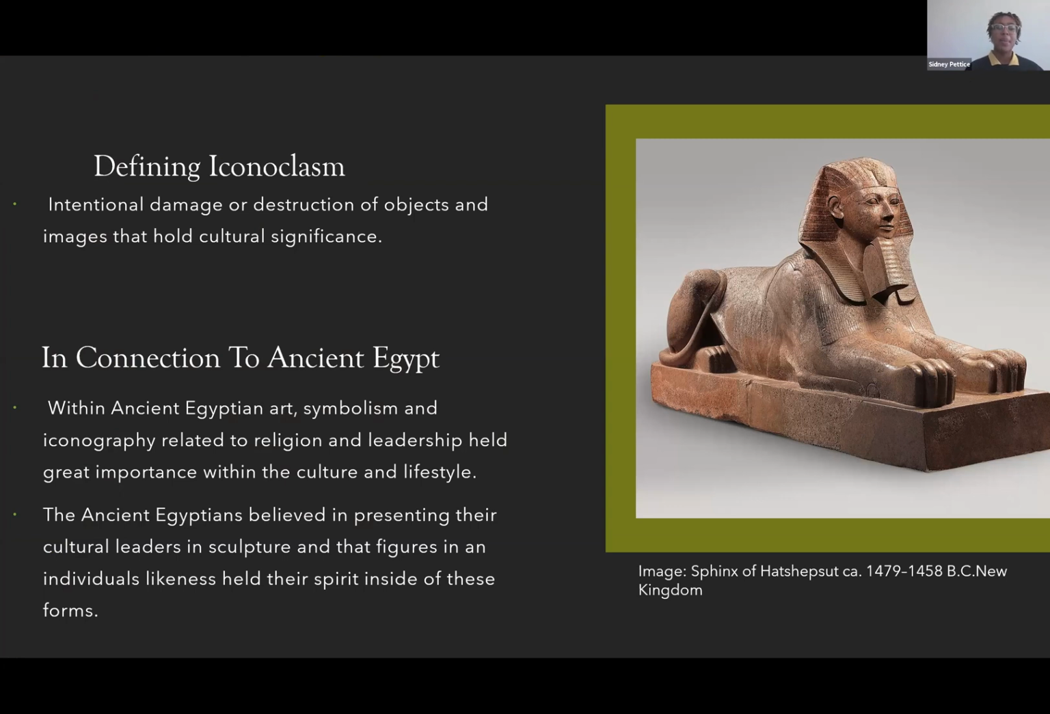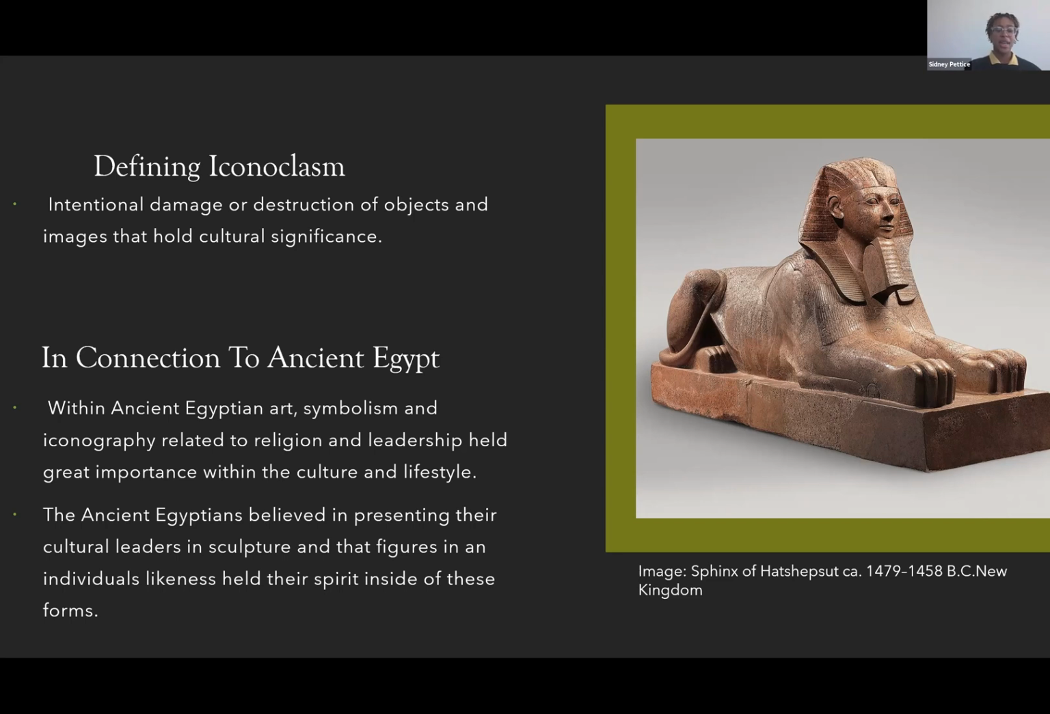When we think about objects and images that hold cultural significance today, we might think of public monuments. So, just to jump over to my image here, this is an image of one of Hatshepsut's sphinxes that would have been found outside of her tomb. And we can think of this structure as a public monument of the ancient Egyptian time period.